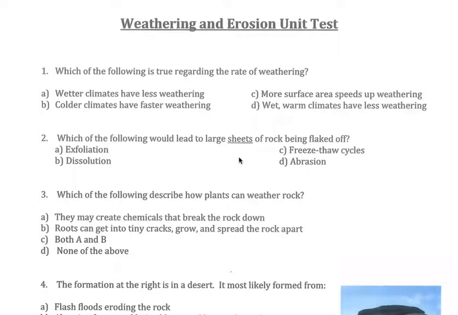Okay, this is the weathering and erosion unit test. Number 1, which of the following is true regarding the rate of weathering? A, wetter climates have less weathering. B, colder climates have faster weathering. C, more surface area speeds up weathering. D, wet, warm climates have less weathering.